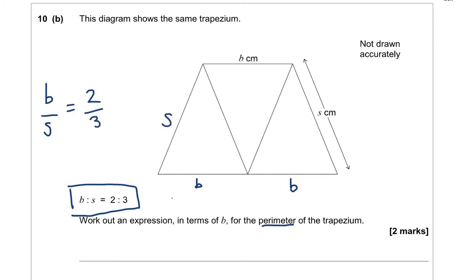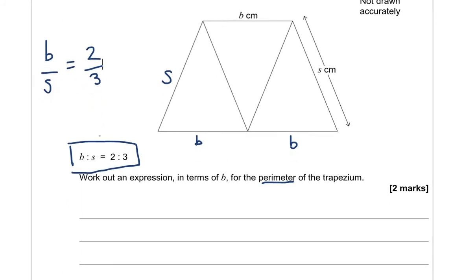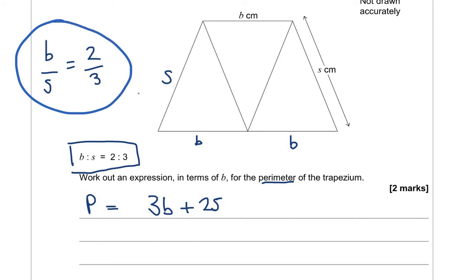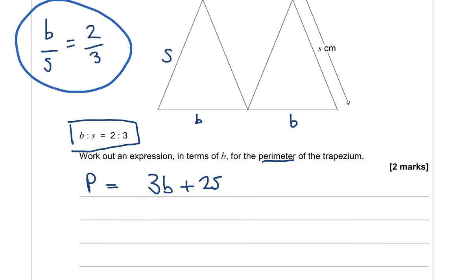Right, and we want to work out an expression in terms of b. So let's first write down the perimeter. Well, the perimeter is 3b plus 2s. We need to use this to work out an expression for s. Okay, so if b is 2/3 of s, then s is 3 over 2 times b. Right, so what we've done is we've multiplied by 3 and then divided by 2 to get s the subject.